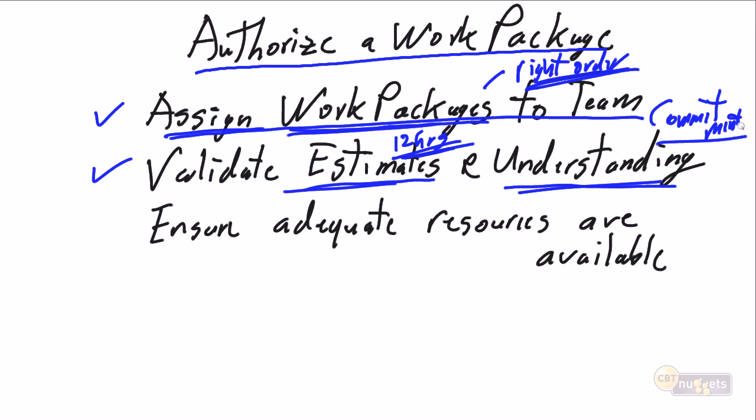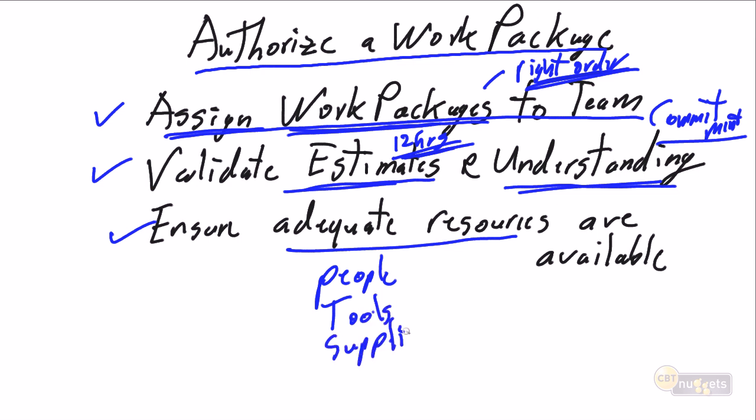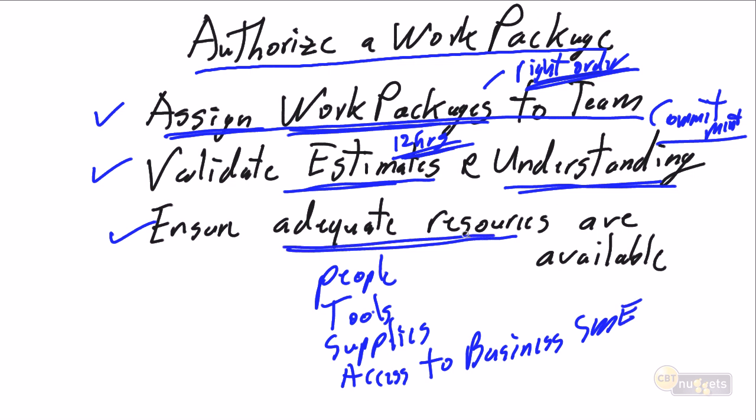Can you do this task in the 16 hours? And they're going to say, yes, Steve. If all goes according to plan, I should be able to do it in 16 hours, and that's all we can ask for. Validate the estimates, validate the understanding, validate the commitment, and then ensure the adequate resources are available, i.e. there's enough people, there's enough tools, there's enough supplies, there's access to the business SMEs, there's access to whatever resources the team member needs to get the job done.